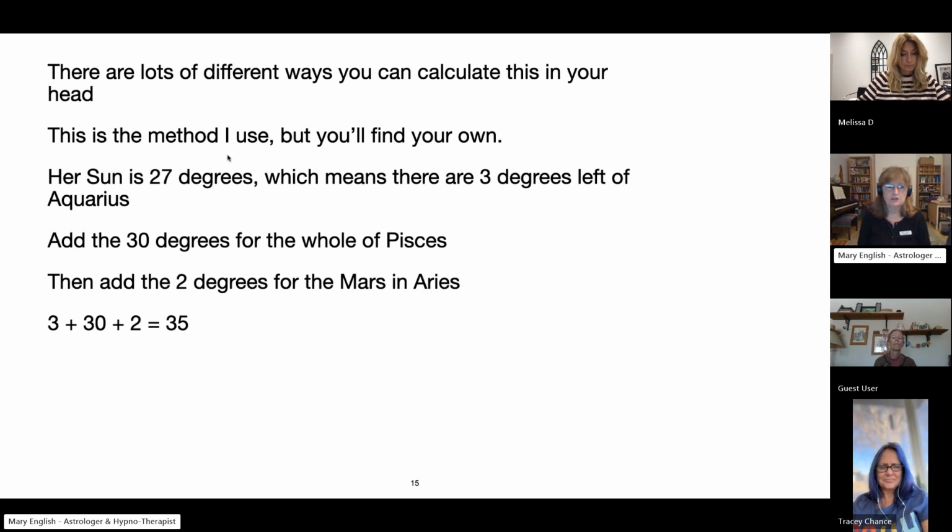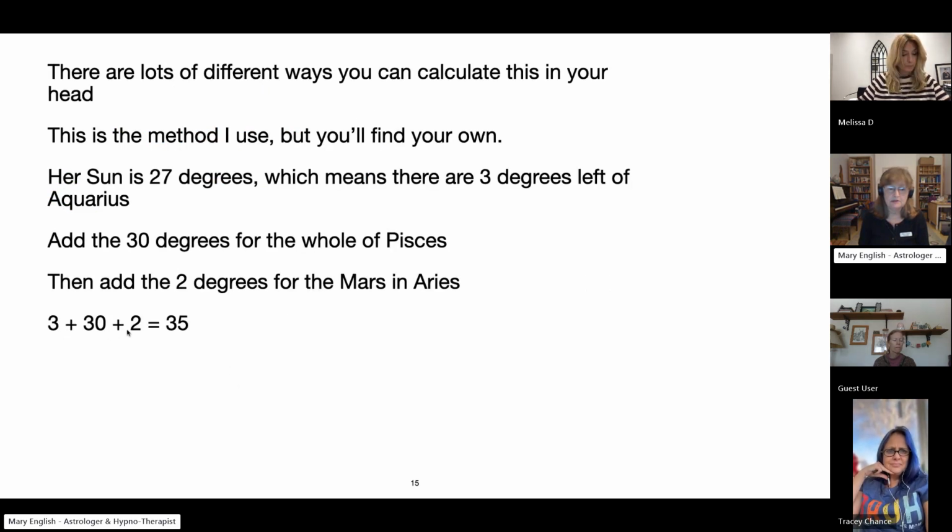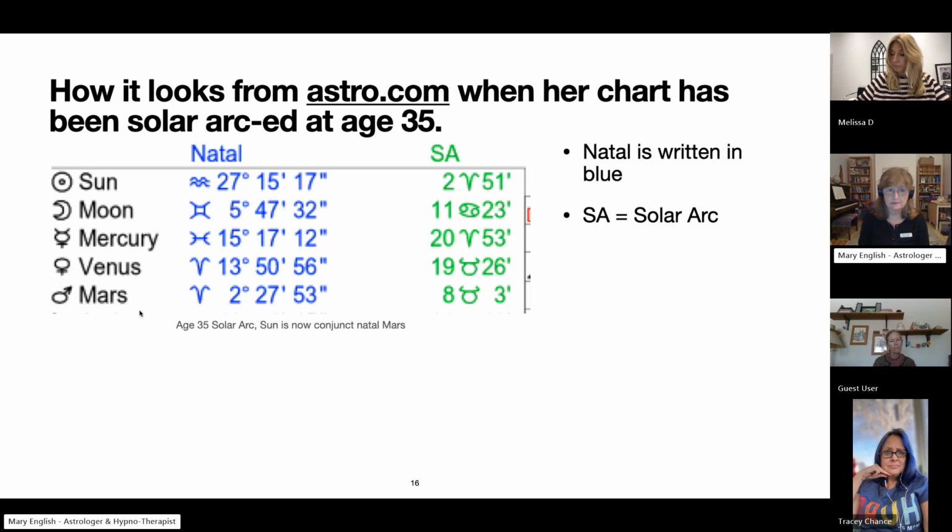Now, there are lots of different ways you can calculate this in your head. This is the method that I use, but you'll find your own. So her sun's 27 degrees, which means that there are 3 degrees left of Aquarius. And then add the 30 degrees for the whole of the sign of Pisces. Then add the 2 degrees for Mars in Aries. So 3 plus 30 plus 2 equals 35. So we've got the 3 degrees there, we've got the whole of Pisces, and we've got the 2 degrees. 3 plus 30 plus 2 is 35. And she was absolutely 35 years old when she finally hit lucky and had my brother.